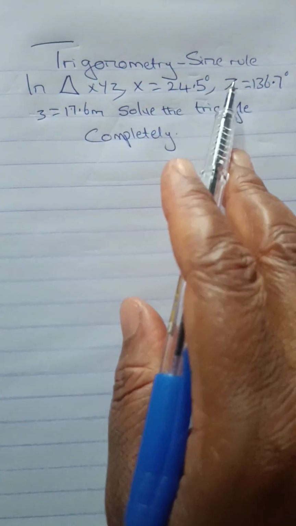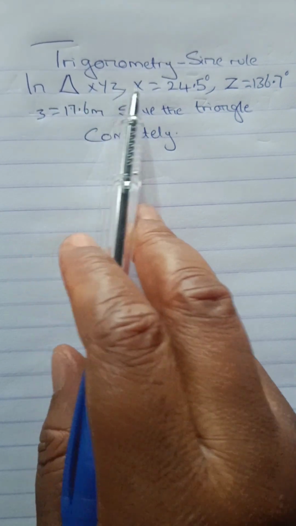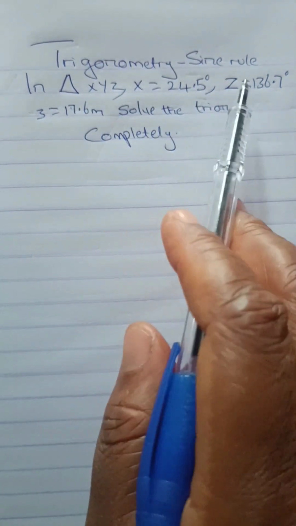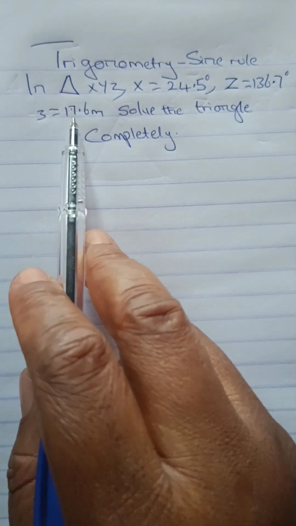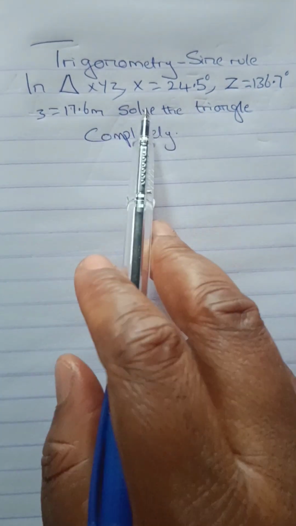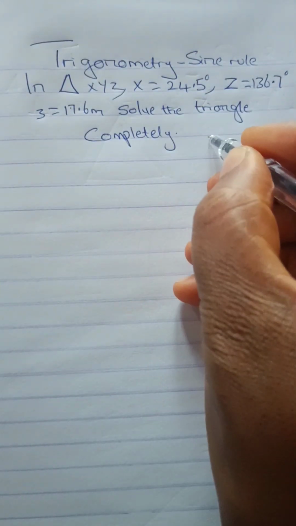So we'll be solving this trigonometry. It says in the triangle XYZ, x is 24.5, z is 136.7, and the small z is 17.6 m. Solve the triangle completely. So first we draw the triangle.